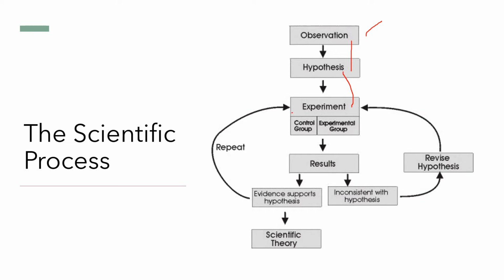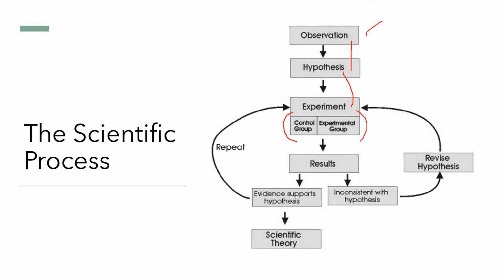Having a control group and an experimental group, we'll see, is one type of study design, but not every study type has to have a control group or an experimental group. Then in the experiment, this is where you are collecting your data, analyzing your data, and then drawing conclusions. And so the conclusions are effectively your results.